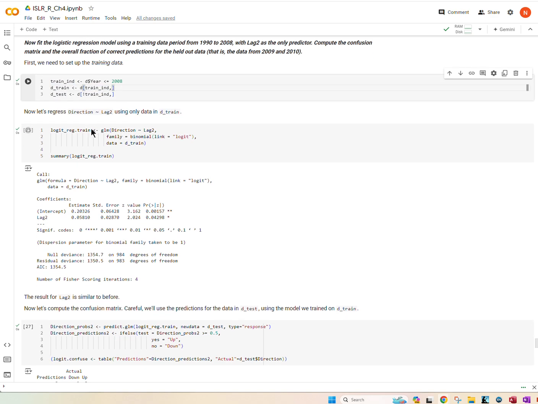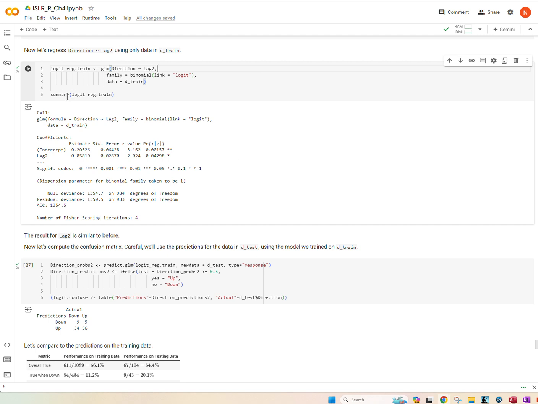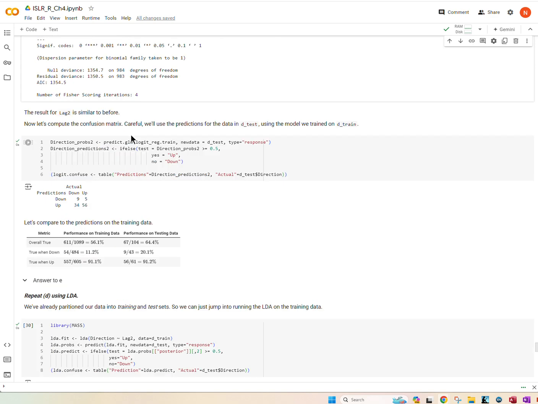I'm going to do the same thing that I did above. This is the same regression that we already ran, but now my data is the training data instead. By the way, we're only using lag 2 as our predictor, because roughly what the book is asking us to do is to just take the significant predictors, maybe just to simplify it. So we can get the summary, but that's not really what's interesting here. What we want to get to is, again, the confusion matrix. I'm calling it logit confuse, and it's the same code that we had above.